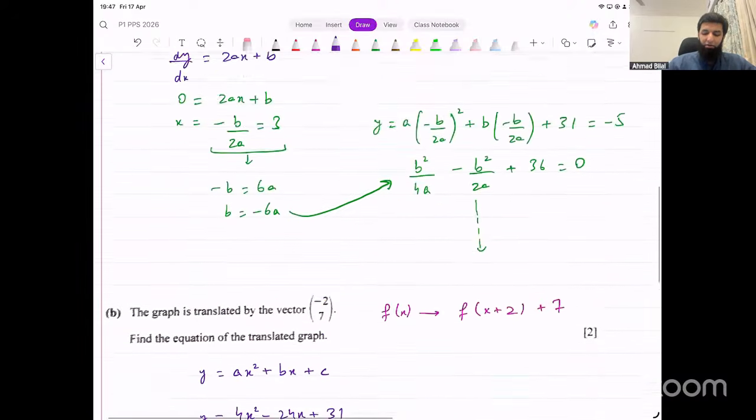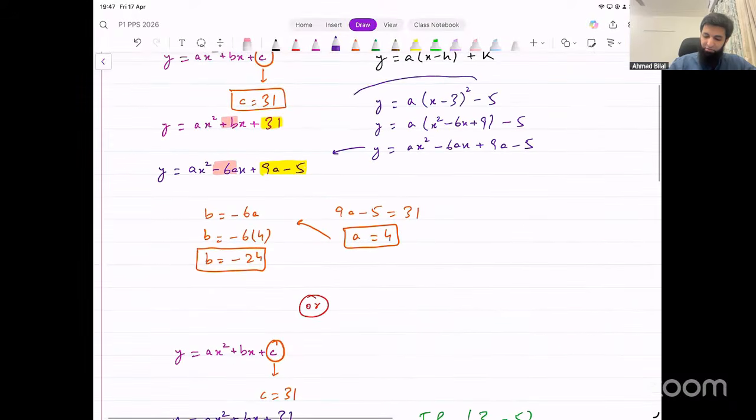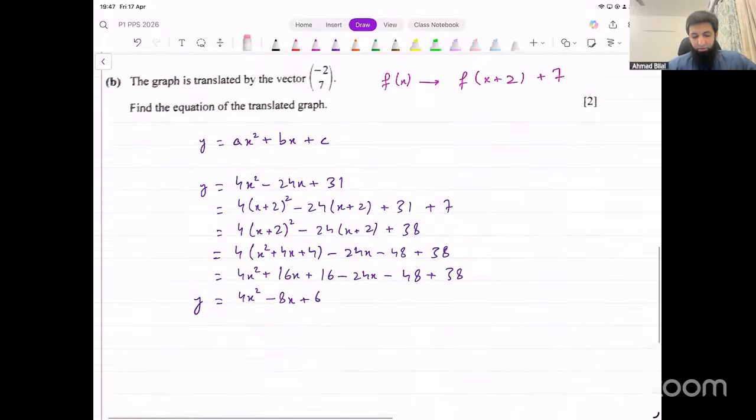Another idea could be you could use the completed square form, this form as well. That would also work. Yes, you can definitely do it using the completed square form as well. Is it necessary to do it that way? Not really.